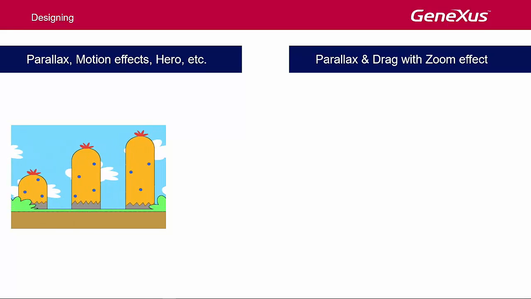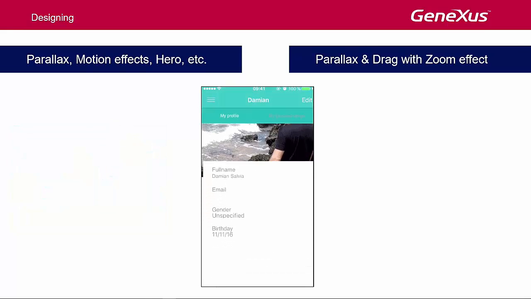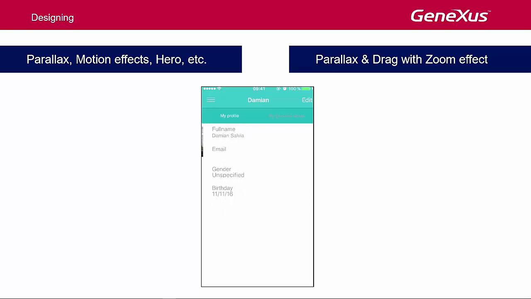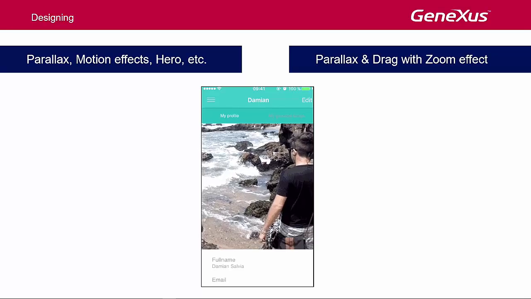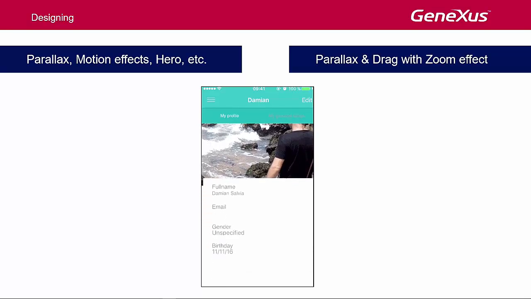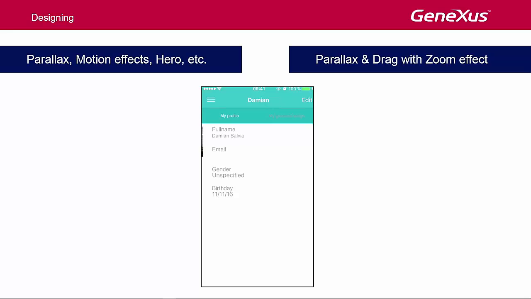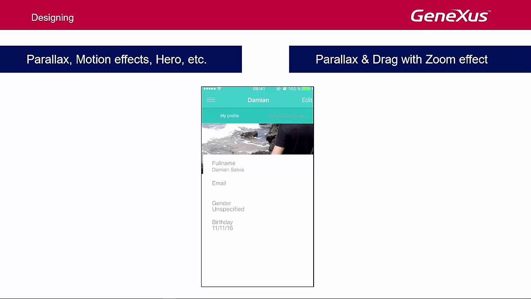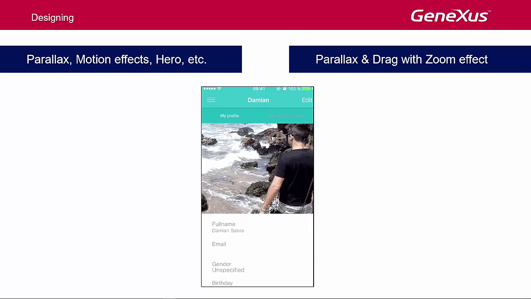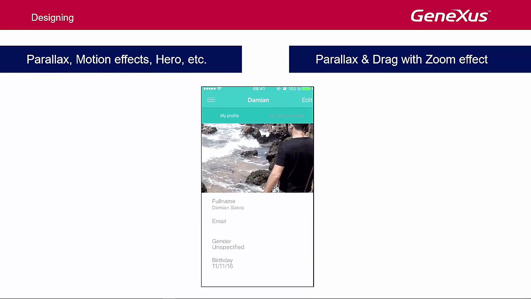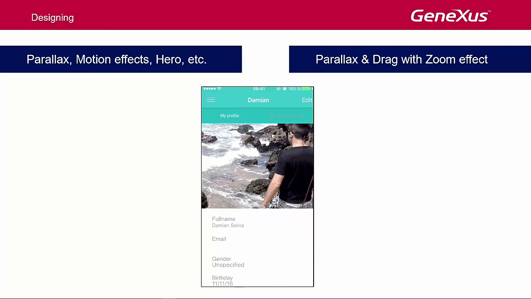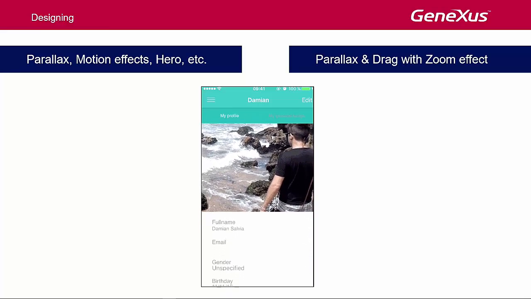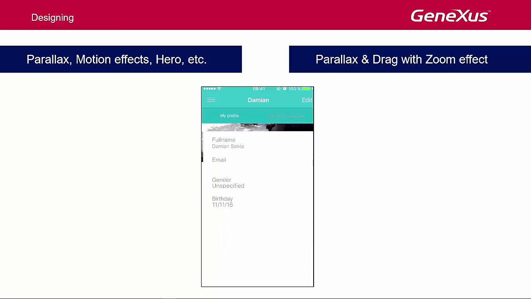In GeneXus, the parallax effect is achieved by sliding a control with an ascending scroll over another control behind it, which also moves in the same direction but at a different speed. The drag with zoom effect consists in expanding a control, for example an image, on the background when the user drags down or pulls down the control above it. Since the control on top leaves an empty space when slid down, the image at the back can be expanded with a zoom, taking this place.